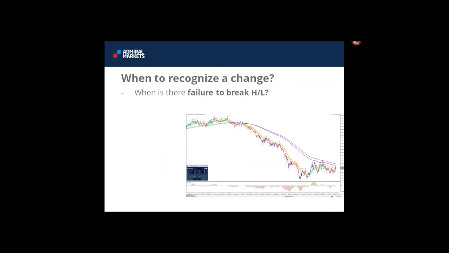So the next thing is when to recognize there's a change. When is there a failure to break a high and a low? When is there actually a break of the high and low? As I was trying to speculate in the previous slide, when does that moment happen? In general, we have three levels of the chart. We have the candle, we have the swing, and we have the trend.